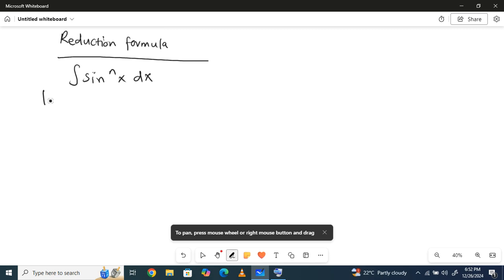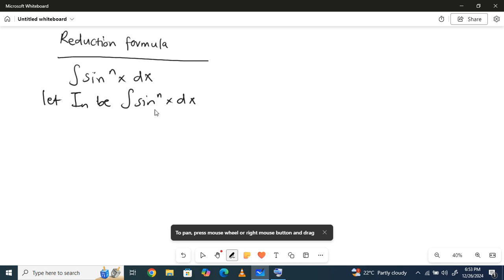We are going to let I n be the integral of sine power n x dx. But now you can see we only have one function, which is sine power n x. The reduction formula works by using integration by parts. You can see the video attached in the description box.